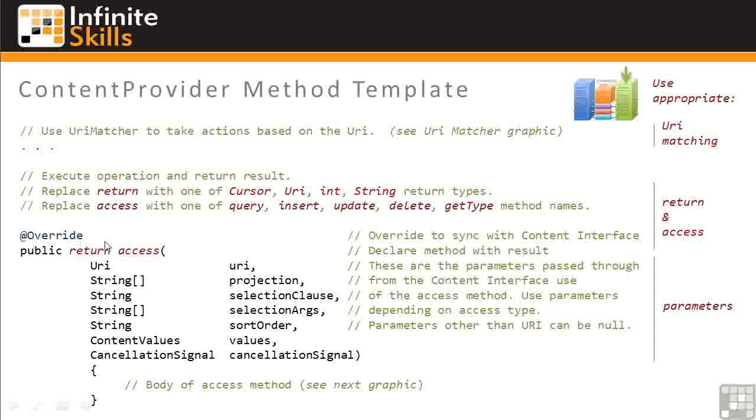First, changing return to the type of variable needed. So for an insert method, it would be URI. Second, you would change the access type to the type of access, for example, insert. So here it would be URI insert. Then in the parameters, you'd include the appropriate parameters for the method. So for our insert method, it would be this URI and content values. Next comes the body of the access method, which is detailed in the next graphic.